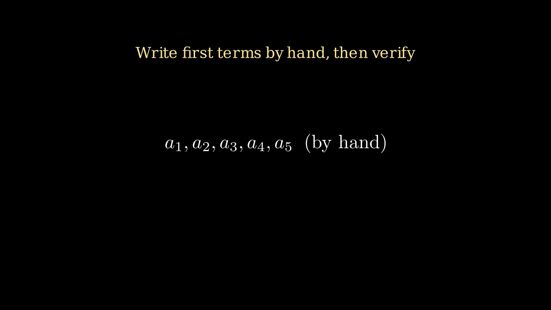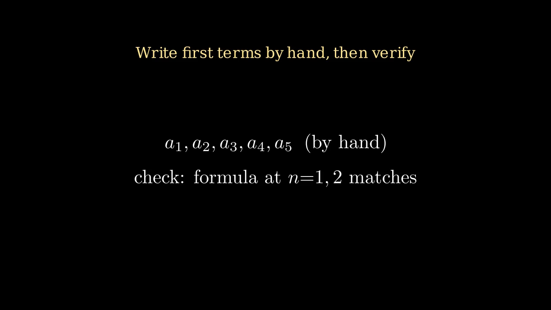Here's a reliable safety net. Before you even attempt to set up the characteristic equation, write out the first 4 or 5 actual numeric terms of the sequence by hand, directly from the recurrence definition, and once you've solved for your closed form formula, plug in n equals 1 and n equals 2 and check the results against those hand-computed terms so any sign error gets caught immediately.